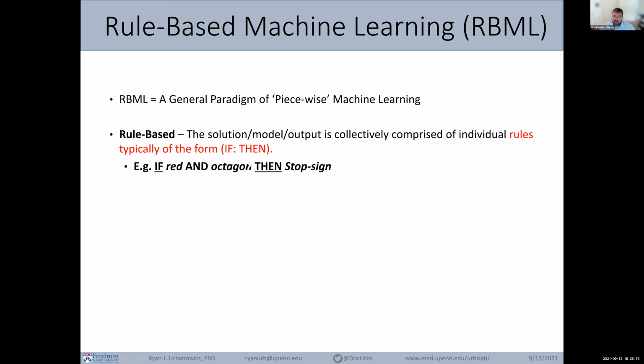So in the big picture, this is a general paradigm of piecewise machine learning. I'll talk about what that means in a second, but basically it's rule-based first off, where the solution, model, or output is collectively comprised of individual rules, typically of the simple if-then form, right? So if something is red and it's an octagon, then it's a stop sign might be the predicted classification.